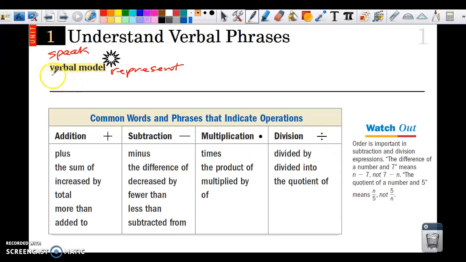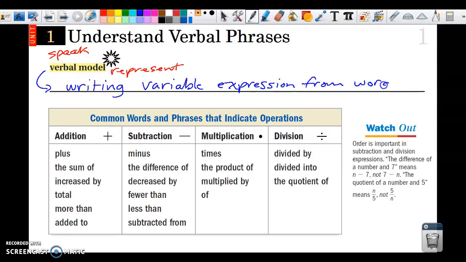The definition of a verbal model, though, is writing variable expressions from words. Now, obviously, I communicate with you right now by speaking, but if I can't speak, the other way you could communicate with words is to write down.